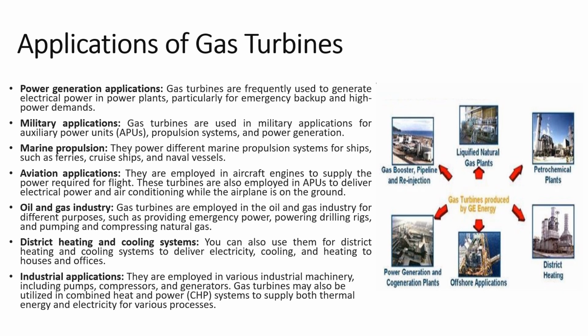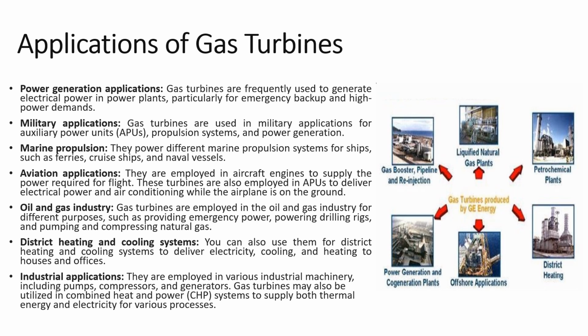Gas turbines are frequently used to generate electrical power in power plants, particularly for emergency backup and high power demands. Gas turbines are used in military applications for auxiliary power units, APUs, propulsion systems, and power generation. They power different marine propulsion systems for ships, such as ferries, cruise ships, and naval vessels. They are employed in aircraft engines to supply the power required for flight.